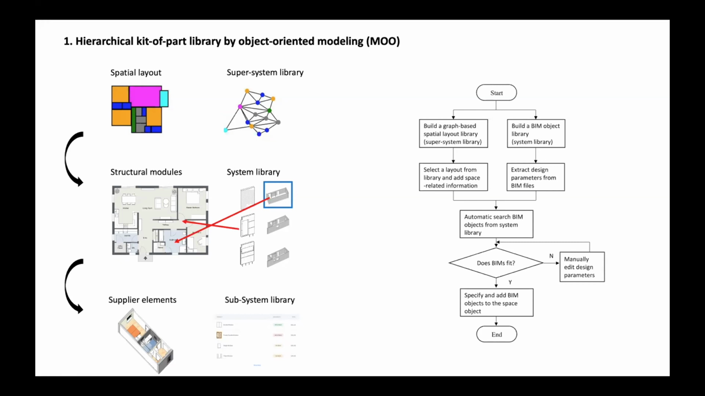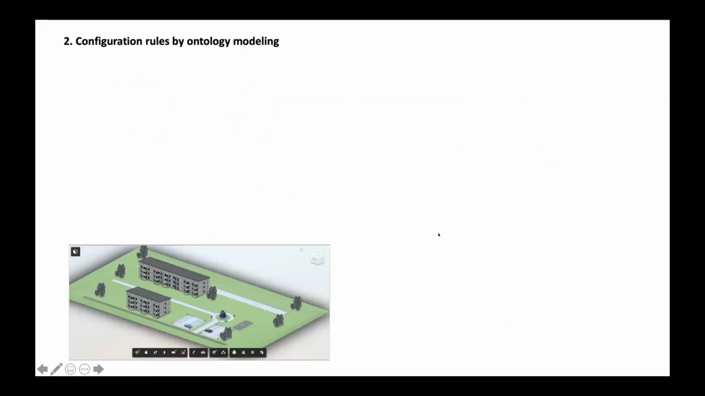Once it fits your requirements, you can specify and add that element to the super element. And this also needs to be formalized in your methods. So this is a brief introduction about the hierarchy part of the library and how you build a connection. And the next part is the configuration rules. So we need to think about how to formalize it using existing techniques.